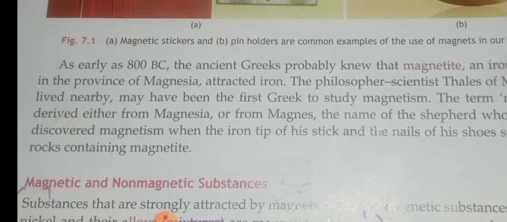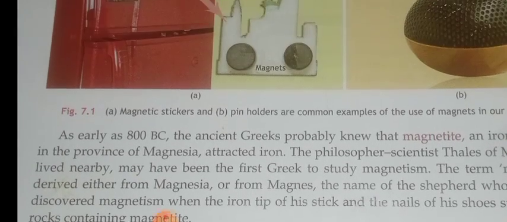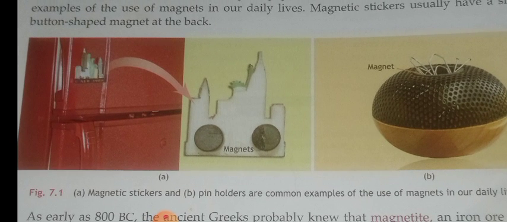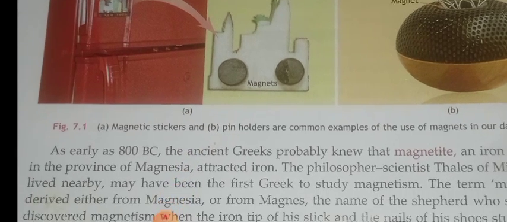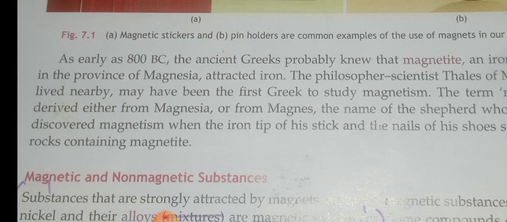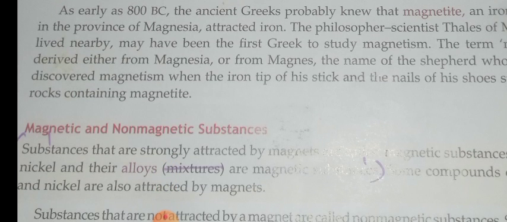Magnetic and non-magnetic substances. What are magnetic and non-magnetic substances? Substances that are strongly attracted by a magnet are called magnetic substances. For example, iron, cobalt, nickel and their alloys, that is, their mixtures, are magnetic substances. Some compounds of iron, cobalt and nickel are also attracted by magnets.